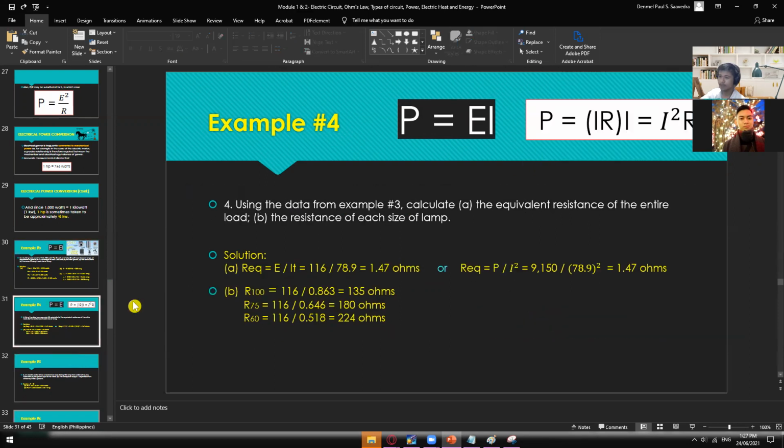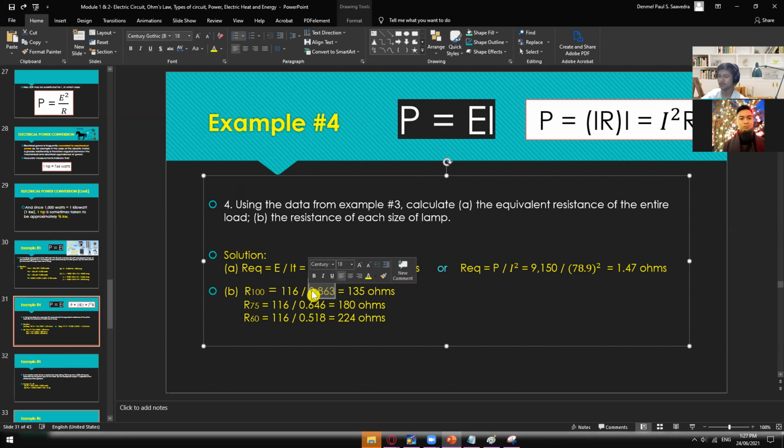So again, if you have an incorrect answer when it comes to those individual currents, then you will also get an incorrect answer for those individual resistances. So just be careful when solving, especially the individual values for the resistance or currents. The same with the voltages. Just use your calculator, and then you will get those individual resistances.